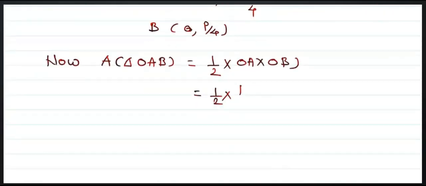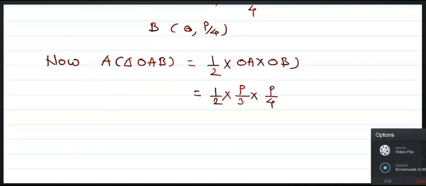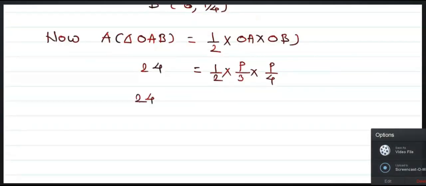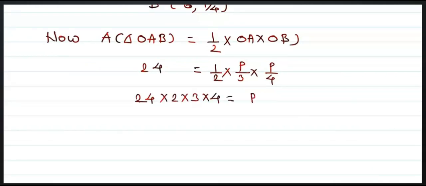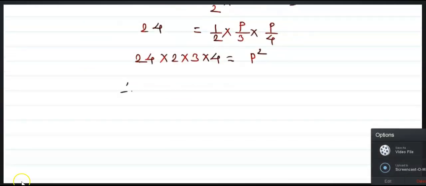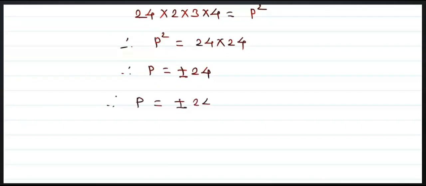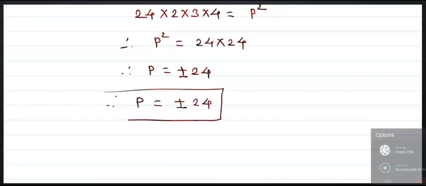the area of the triangle is 1 upon 2 into p upon 3 into p upon 4, which is equal to 24. If you simplify this, you will get p square is equal to 24 into 2 into 3 into 4, that is equal to 24 square, and p is equal to plus or minus 24. This is the value of p.